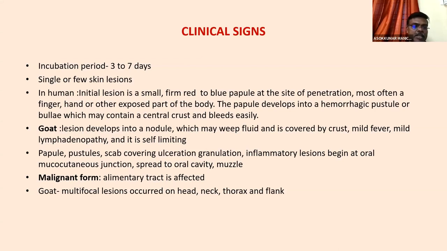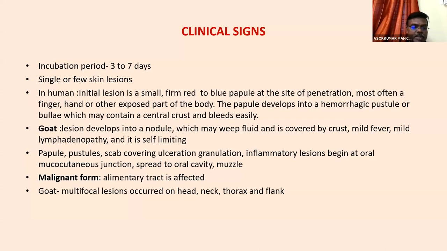The papule develops into hemorrhagic pustules or bullae, which may contain a central crust and bleed easily, as it happens with the animals. The lesions develop into a nodule, which may be fluid-filled and is covered with a crust, with mild fever and mild lymphadenopathy, and it is usually self-limiting. Then, as usual, the papule, pustule, scab covering ulceration, granulations, inflammatory lesions begin at the oral mucocutaneous junction. Usually you will be able to see it in the mucocutaneous junctions and oral cavity. From there, it will spread to the oral cavity and muzzle region.